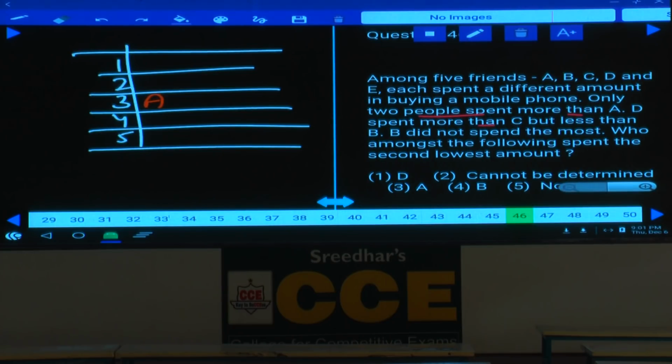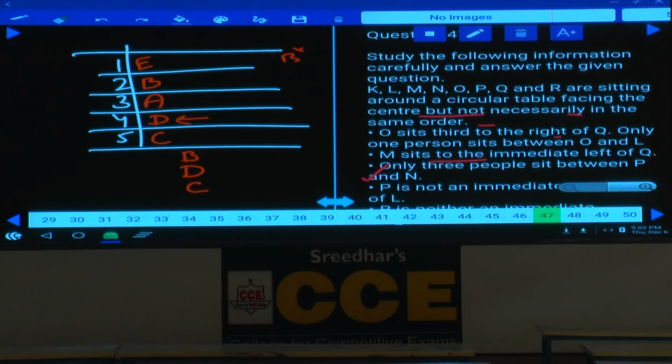D spent more than C. D is more than C but lesser than B. B did not spend the most. Hence B cannot be at the first place. As B cannot be at the first place, B must be at the second and D at the fourth place, C at this one. And who is the person left over here? E is the person left over. Then who among the following spent the second lowest amount? Who is the second lowest amount here? D. And D is given in which choice? Choice 1 is the answer. Question number 46, choice 1.